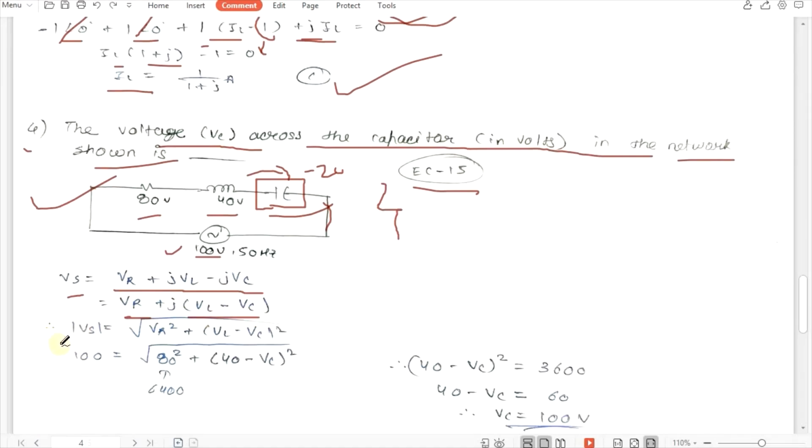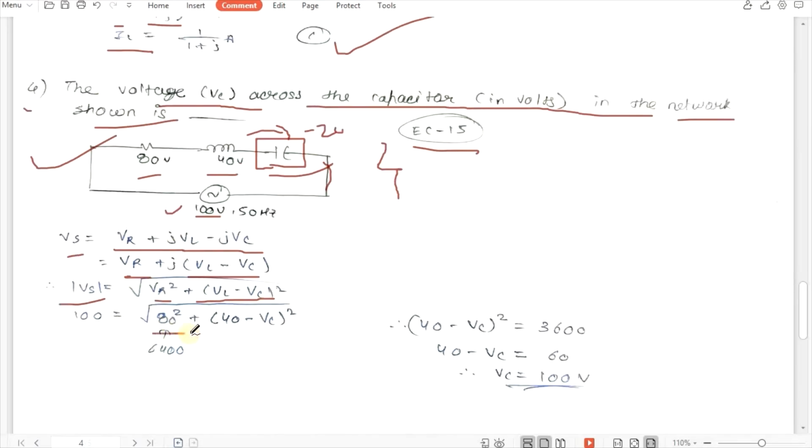So our magnitude will be VS equals the square root of VR squared plus (VL minus VC) the whole squared. VR is 80, so it will be 80 squared, plus VL is 40, so it will be (40 minus VC) the whole squared. Here we have VS as 100 volt, so we have to make LHS equal to RHS. 80 squared is 6400, and to get 100 we should get this term as 10,000. Here we have 6,400, so this term must be 3600, such that we will get 10,000, and the square root of 10,000 is 100, right?